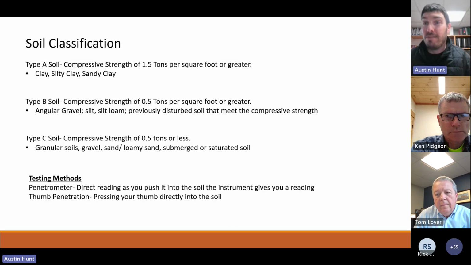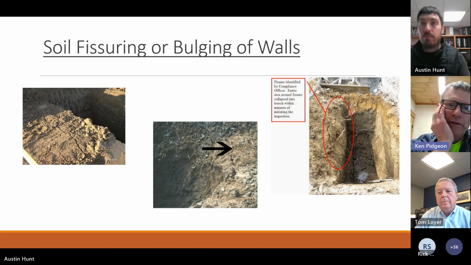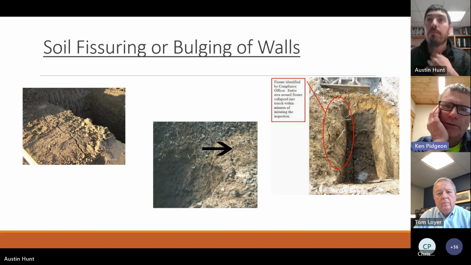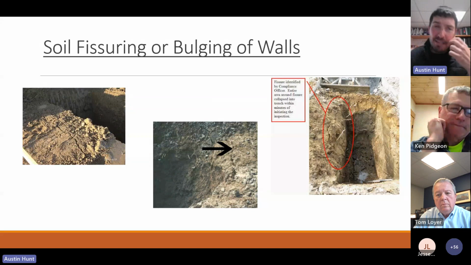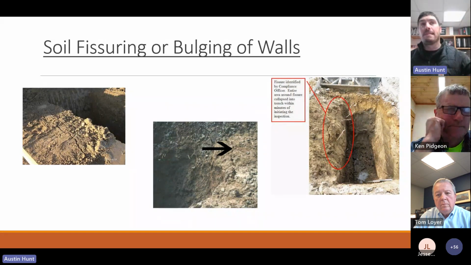This isn't a super accurate method of doing it, but it gives you a pretty good idea of the classification. I think that mostly applies to types A and B because they're more of a siltier sand or clay type material. If you do that to a granular soil, then you might hit stony stuff that doesn't allow your thumb to penetrate anyway. Exactly. And you can also have mixed soils.